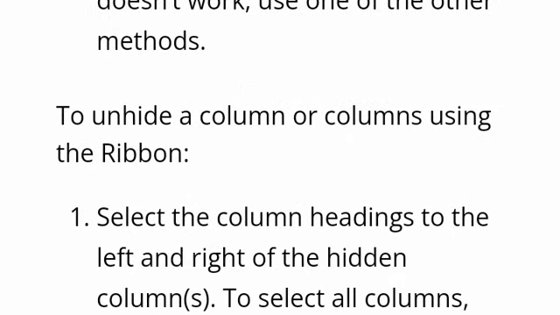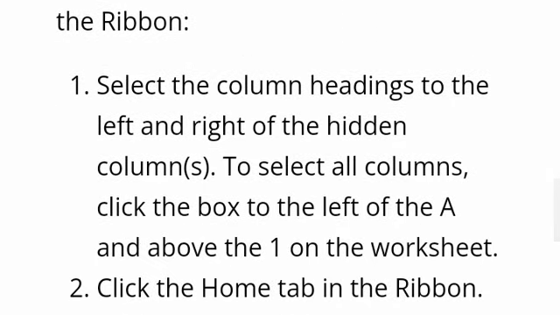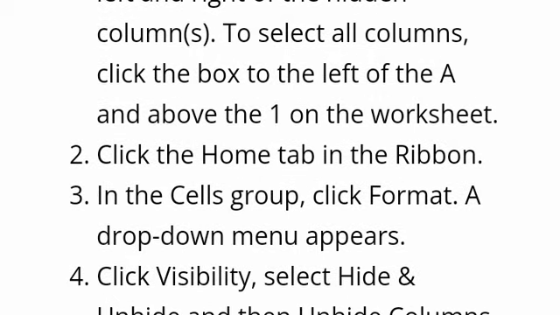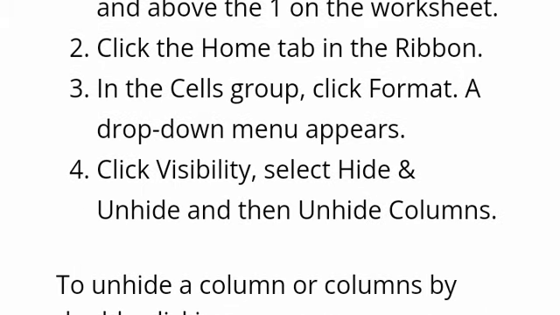To unhide a column or columns using the ribbon, select the column headings to the left and right of the hidden columns. To select all columns, click the box to the left of A and above 1 on the worksheet. Click the Home tab in the ribbon. In the Cells group, click Format. A drop-down menu appears. Click Visibility, select Hide and Unhide, then Unhide Columns.